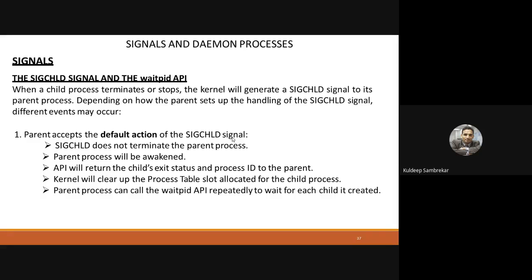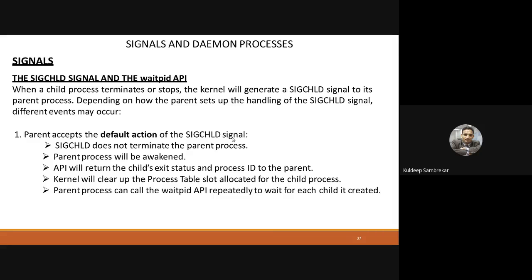So depending upon the events, the parent can take a decision. The first is the parent can accept the default action of the SIGCHLD signal. A SIGCHLD signal came to the parent. Now what is the default action? SIGCHLD does not terminate the parent process. The parent process will be awakened. The API will return the child exit status and process ID to the parent. The kernel will clear up the process table slot allocated to the child process. The parent process can call waitpid repeatedly to wait for each child it has created.